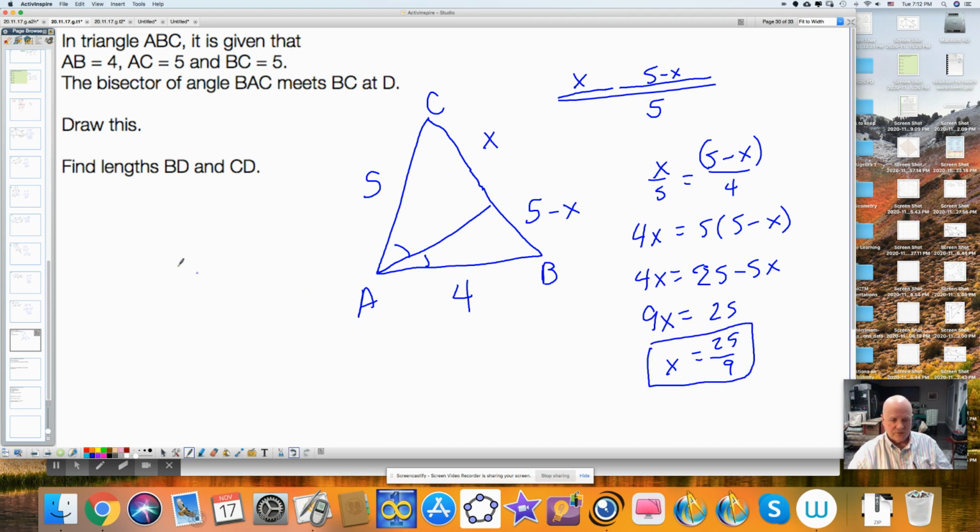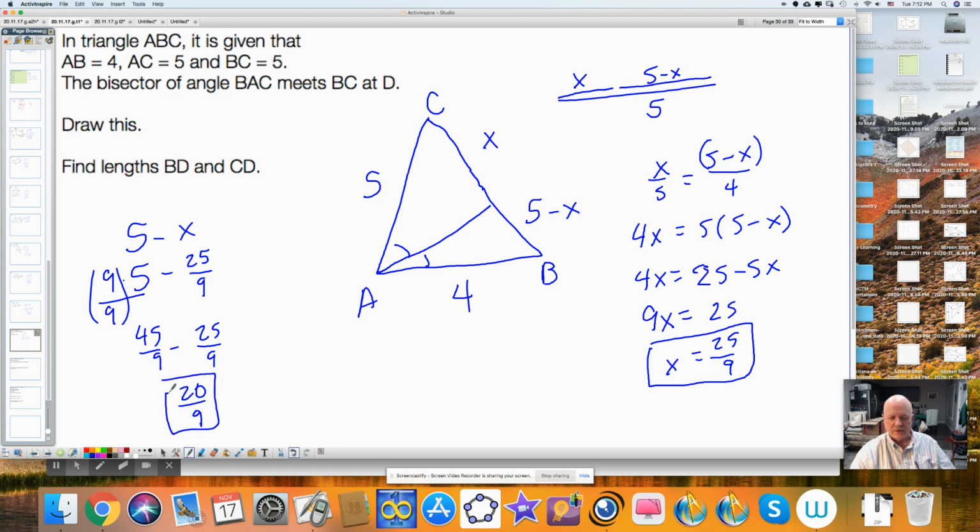If this is x, I need to find out what 5 minus x is, and 5 minus 25/9. I need a common denominator of 9, so I'll multiply by 9 over 9. Multiplying it by 1 doesn't change the value, it just changes the way it looks. So I have 45/9 minus 25/9, and that's going to equal 20/9 for my other side. So 20/9, 25/9.